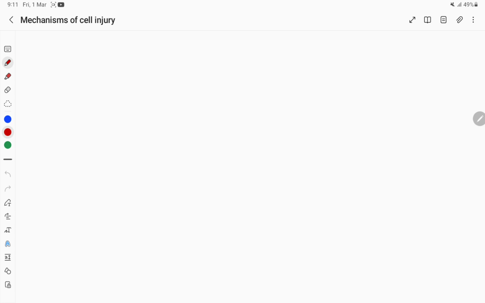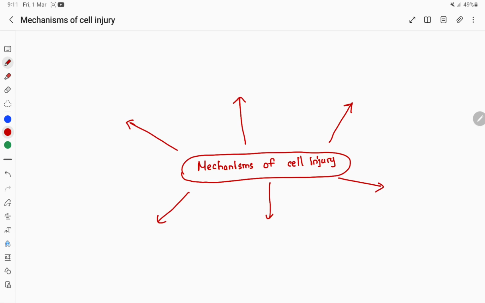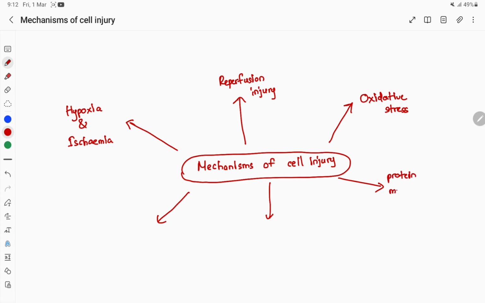Here is a quick recap about mechanisms of cell injury. There are several mechanisms which cause cell injury. Among them, the most important ones are hypoxia and ischemia. Then reperfusion injury, oxidative stress, protein misfolding, DNA damage, and finally inflammation.